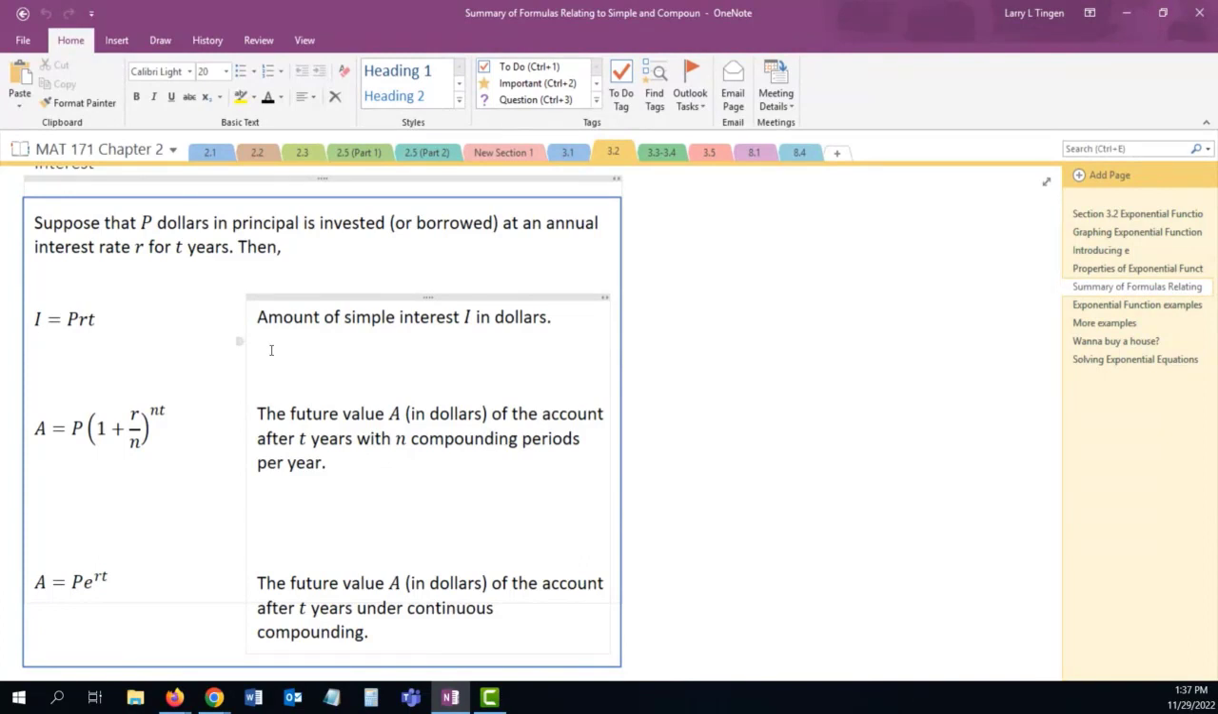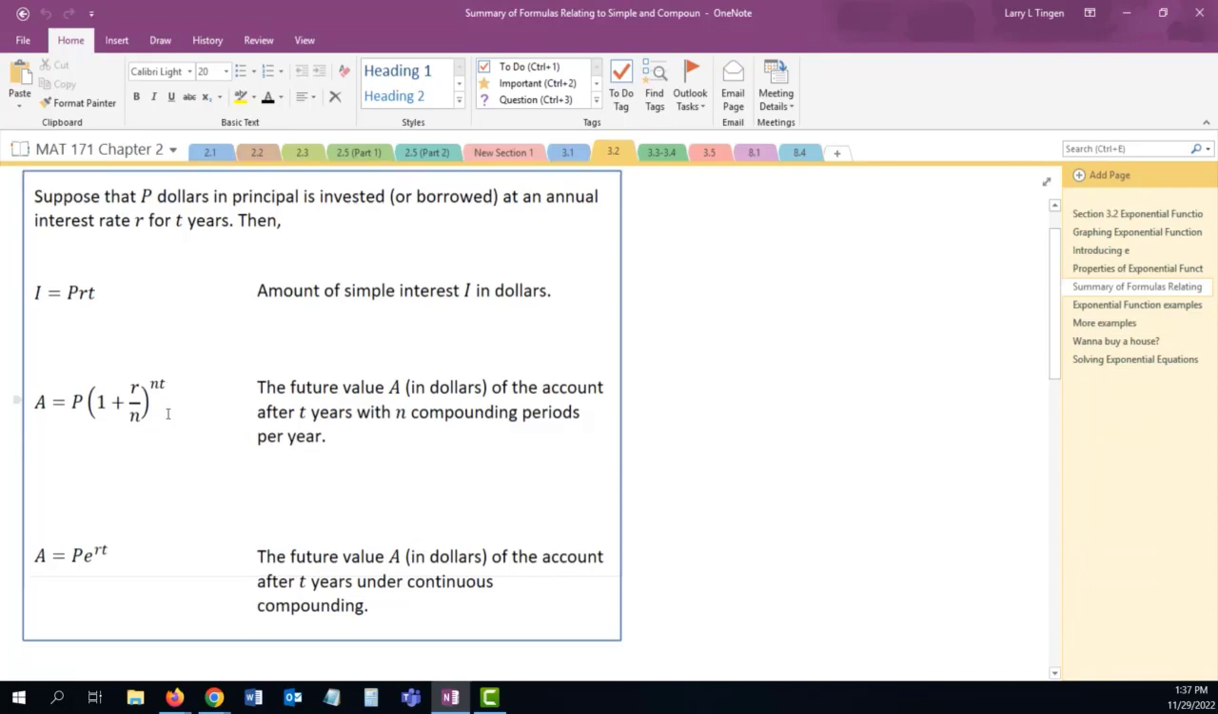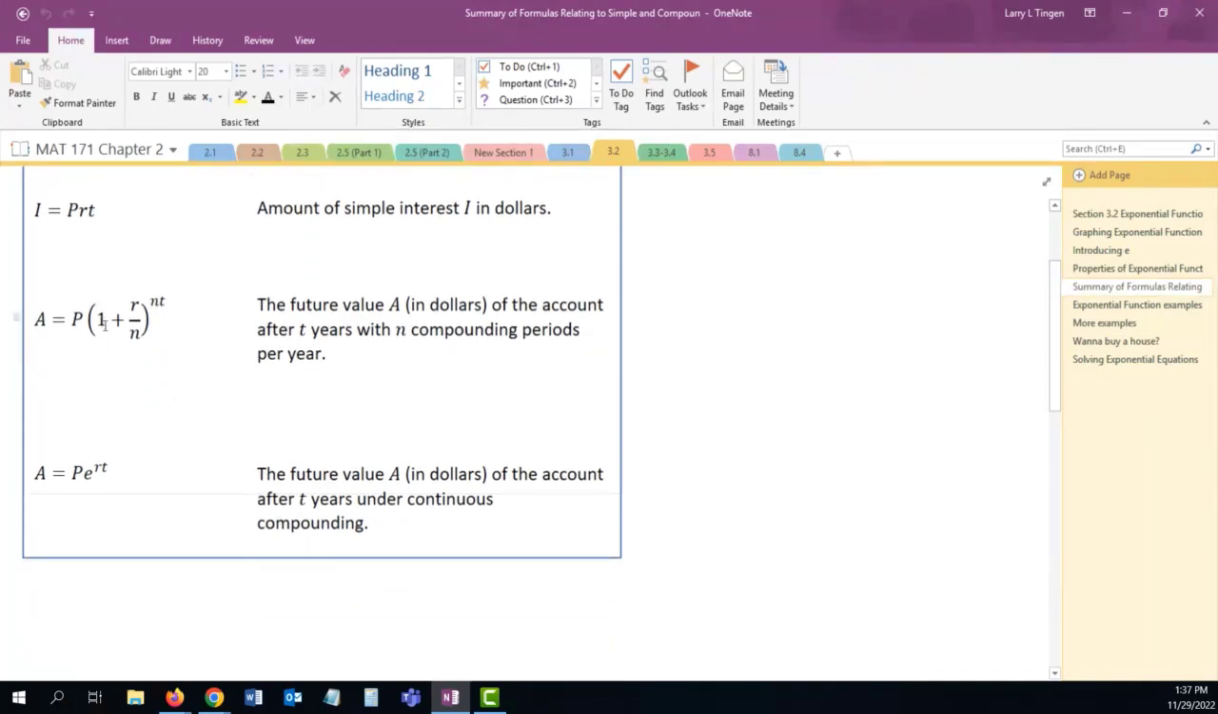Future value of an account would be A, where P is principal, R is the rate, N is the number of compounding periods per year, and T is the number of years. That works if you're going to compound, and typically a bank account would compound monthly. What about if I did it daily or hourly? The more I compound, the better the future value gets. But if you squint and look really close, you can see 1 plus 1 over n to the n in there. That's what we're talking about.